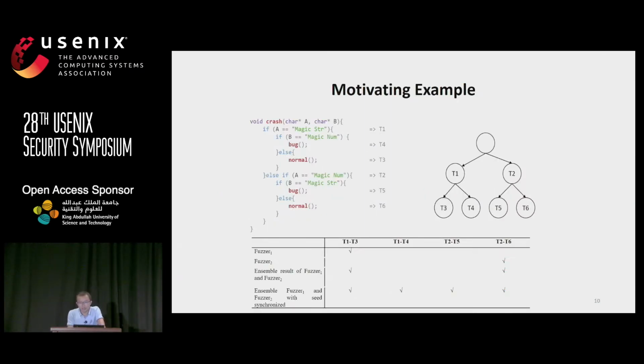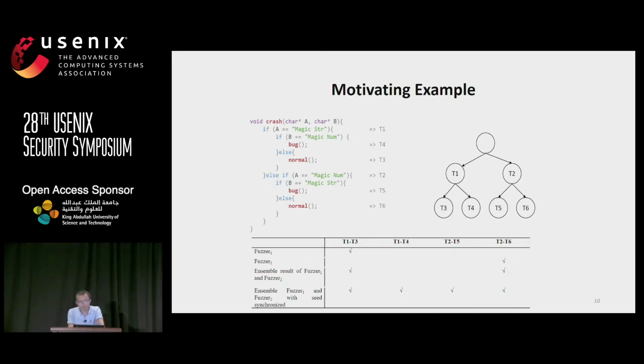Firstly, it takes 2 strings as the input, and crashes when one of the 2 strings is a magic string and the other is a magic number. Suppose we have 2 different fuzzers. Fuzzer 1 is good at solving the magic string problem, so it can cover T1 to T3 paths. Fuzzer 2 is good at solving the magic number problem, so it can cover T2 to T6 paths. If we use them both and only ensemble the results in the end, we can cover 2 paths, 4 branches.